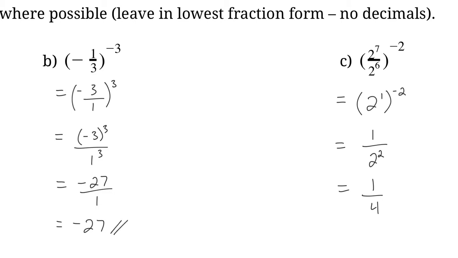And in my next one, I found that there is a common base between the numerator and denominator, so I simplified that right away by subtracting the exponents. You would get 2 to the power of 1, to the power of negative 2. And we would just multiply these exponents, so this is just the same thing as 2 to the power of negative 2. And here I rewrote that with a positive exponent, so I took the reciprocal, and now it's 1 over 2 squared, and that's just equal to 1 over 4.